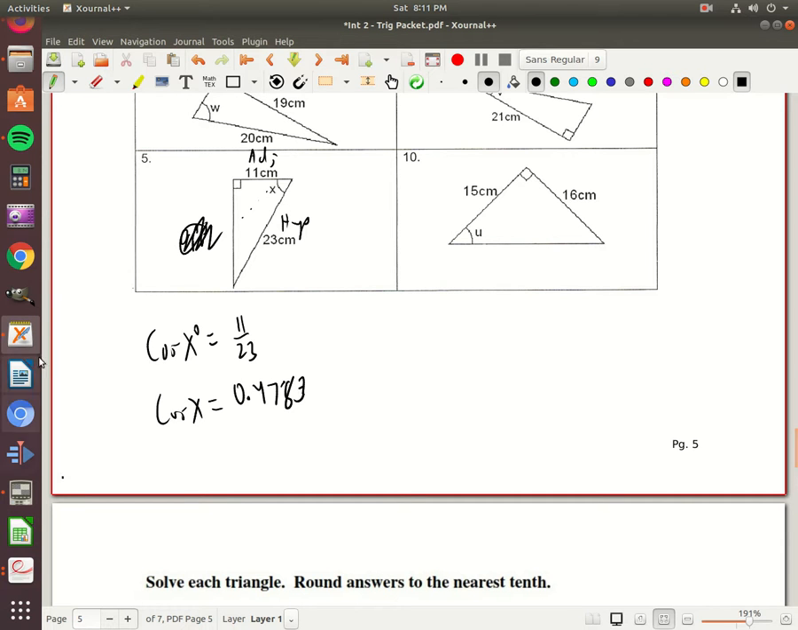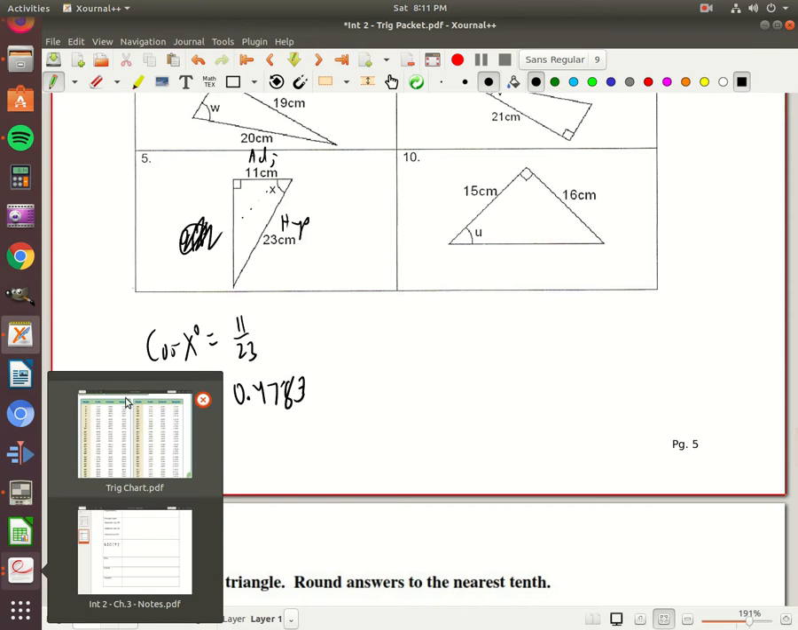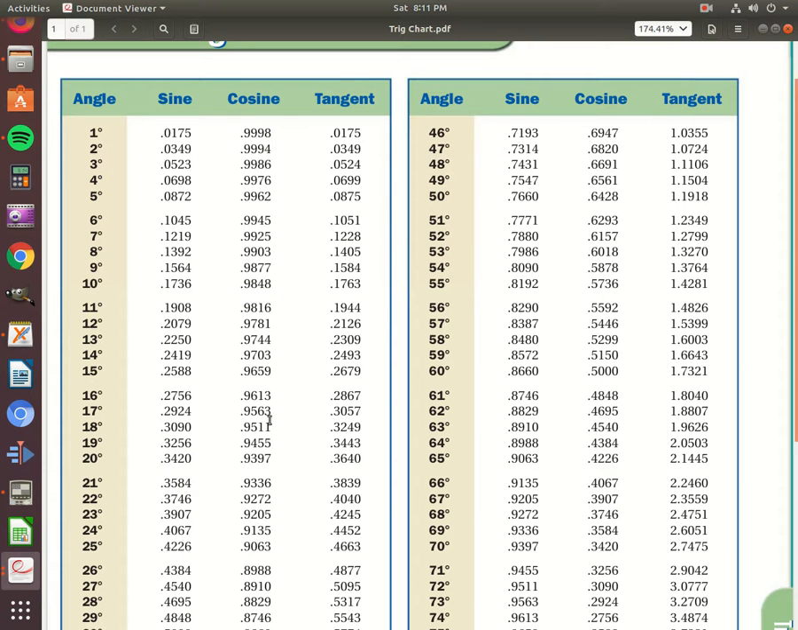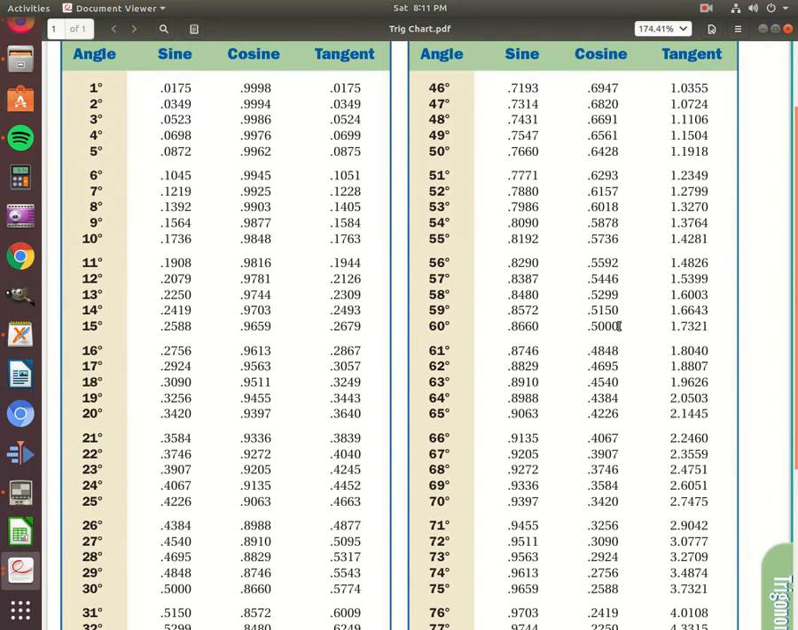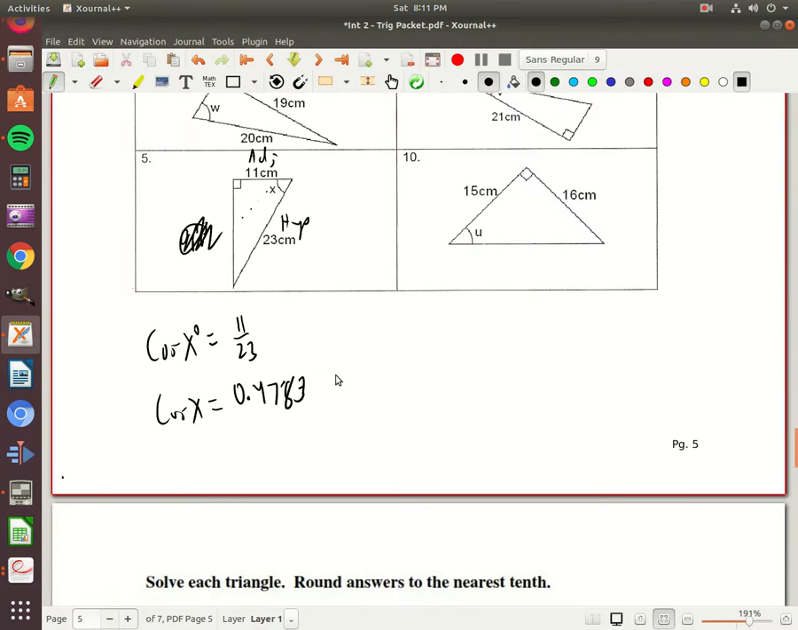So what I could do is I could go to my table and look for the cosine of 0.4783. You can see it's way over here. So the cosine of 0.4783, I think it's going to be closer to 61 degrees, honestly. It's between 61 and 62. By the way, this is all rounding, so if you're close, I'm going to give it to you. It's the trig I'm worried about more than the rounding. If you put anything other than 61 or 62, I would have marked it wrong. But if it's between those, I will take it. So we're going to say x is about 61 degrees.